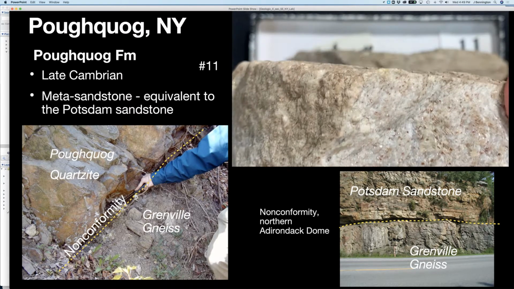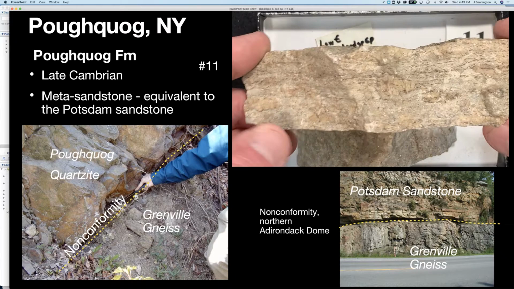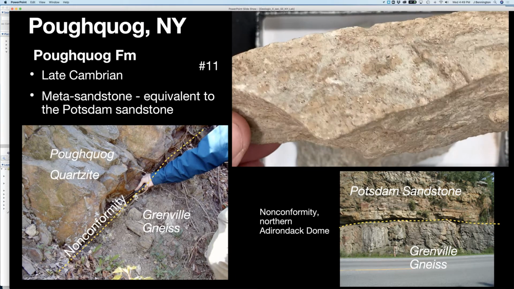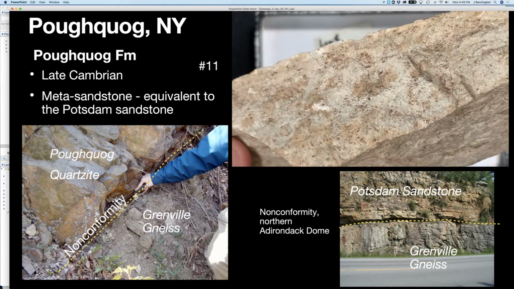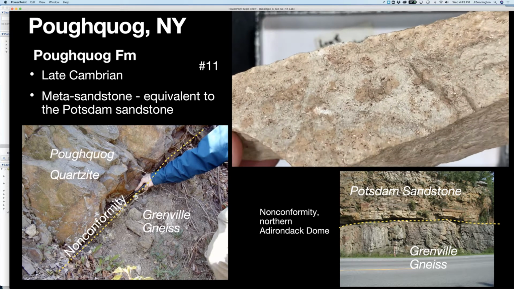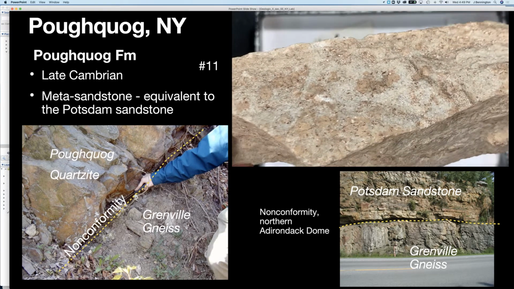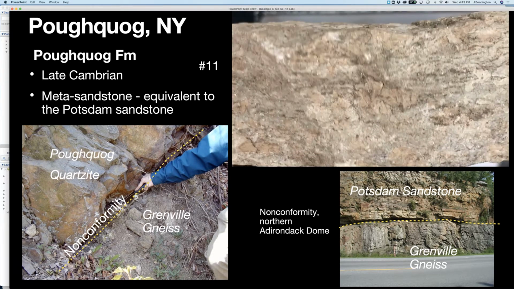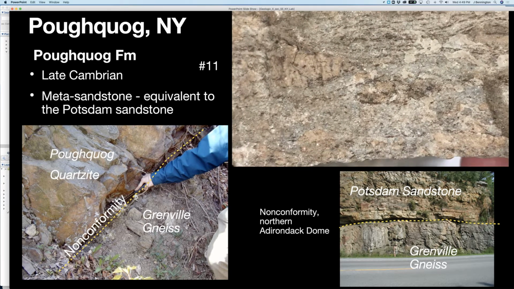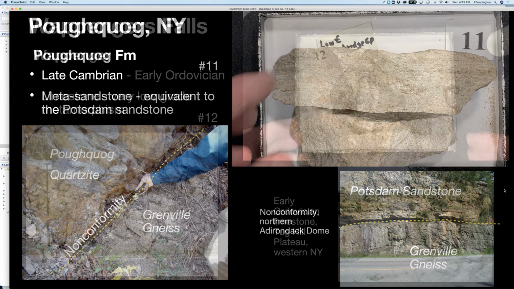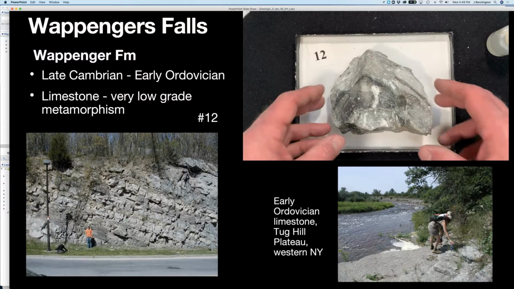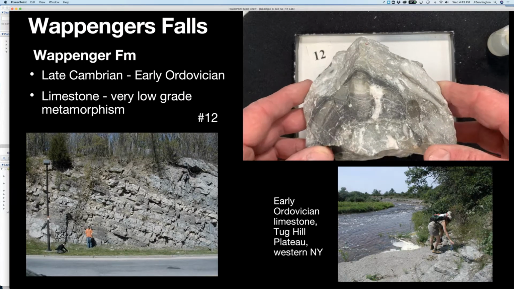The main difference is that when you get down into southeastern New York, the overlying sand is not a sandstone anymore. It's a quartzite. It's been turned into metamorphic rock. And then finally, in Wappingers Falls, we see lots and lots of limestone.